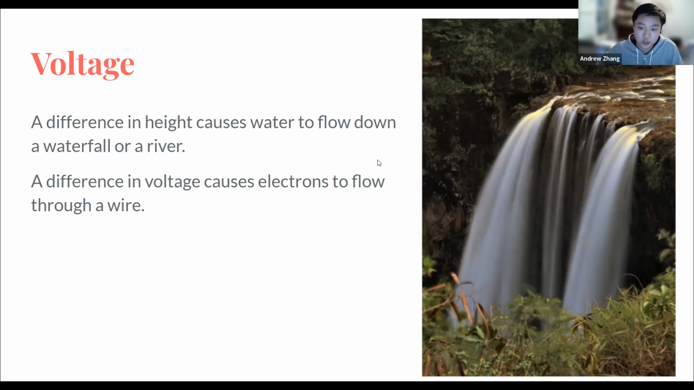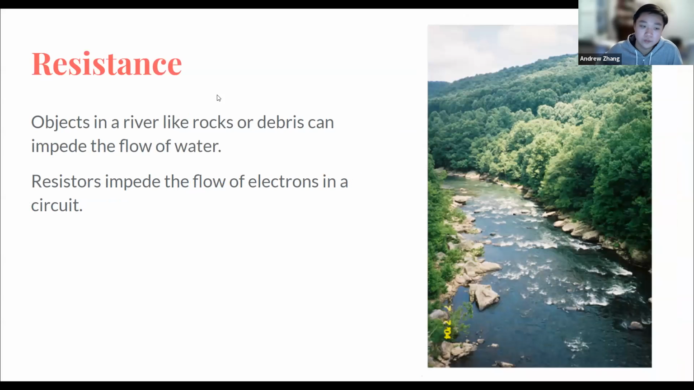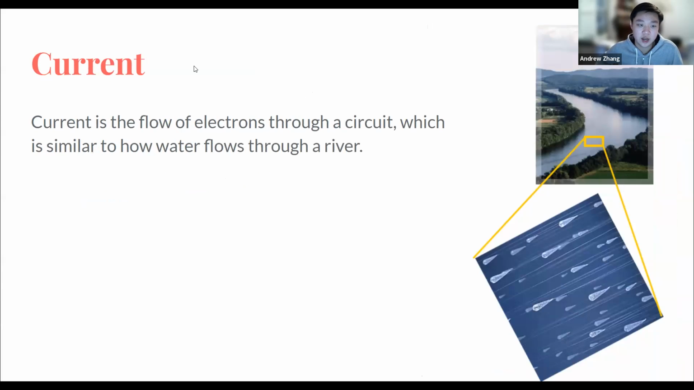So the greater the voltage, the greater the current, basically how quickly the electrons or water move in the analogy. Resistance is like the rocks and debris that could impede the current. So the greater the resistance, the lower the current. And current is just the idea of how quickly something is moving through that medium. Either it's the water flowing through a river, or it's electrons flowing through a circuit in the case of electricity and magnetism. So that's current.